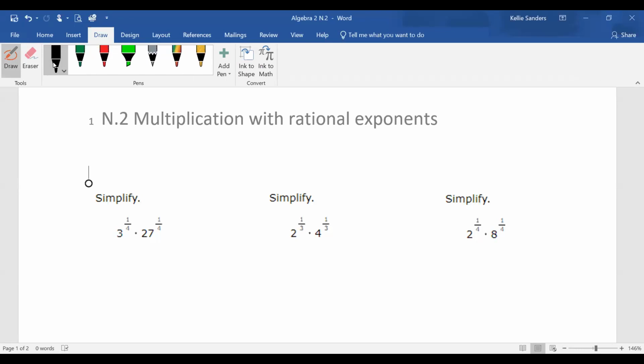Into multiplication with rational exponents. So we're going to still have fractions in the exponents, but we're going to be multiplying them today. Okay, there's going to be a couple of ways that we can do these problems.